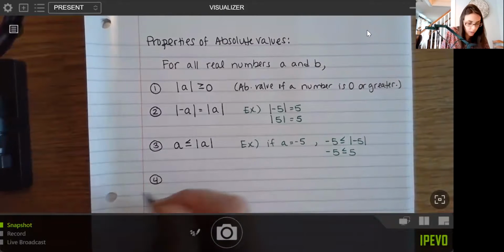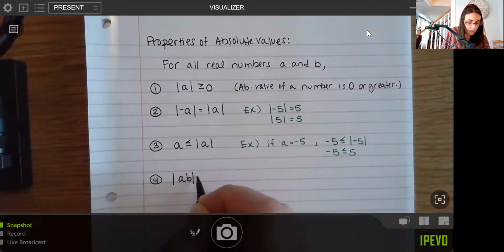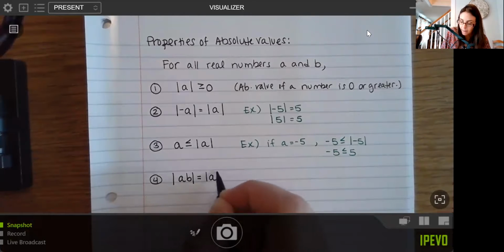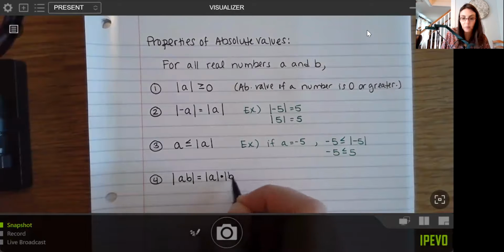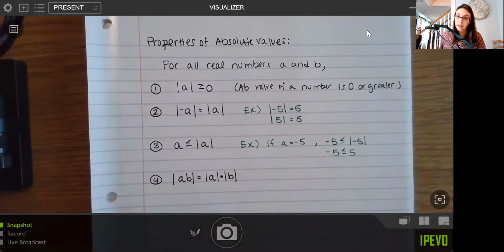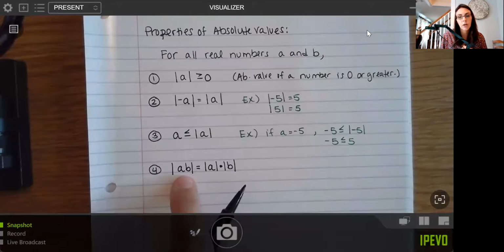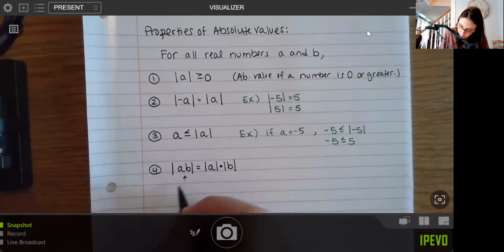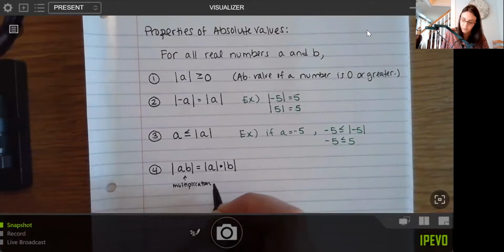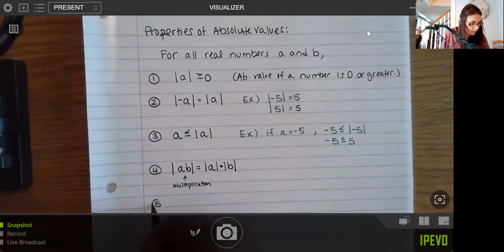Okay. Now this one could be helpful. The absolute value of A times B is equal to the absolute value of A multiplied by the absolute value of B. And again, this can just help us simplify a little bit. If you're multiplying two things together, we actually can separate out that absolute value. That does not work for addition and subtraction. So just be really careful. This is particular to multiplication. And then the same thing is going to be true for division.